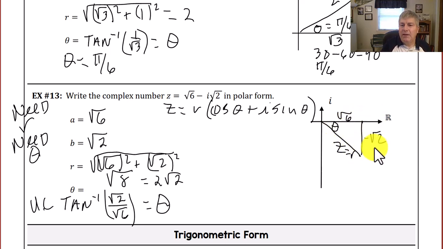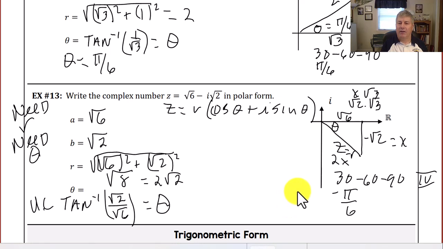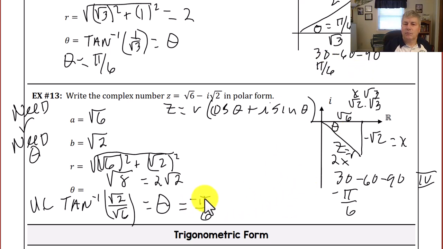If I do some thinking, though, square root of 6 is the same as the square root of 2 times the square root of 3. So if you're really on top of things, this is x root 3, and so the hypotenuse here has to be 2x. This again is a 30, 60, 90. Down in quadrant 4, this is a negative pi over 6. So now I have my r value of 2 square root of 2. I have my theta of negative pi over 6.